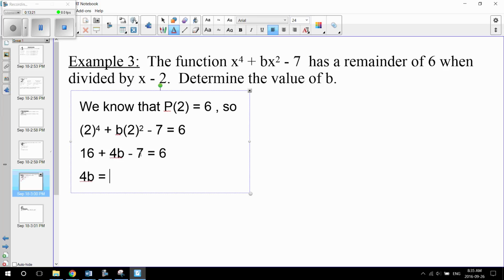So we have 6, and we're going to add 7 to bring it over to this side. So 6 plus 7 gives us 13. Then we're going to move this 16 over. So it's 13 minus 16, which leaves us with negative 3 on the right-hand side. So we just rearranged all the numbers and brought them all over. And then our last step to get b by itself is to divide by 4. So we get that b is equal to negative 3 over 4.